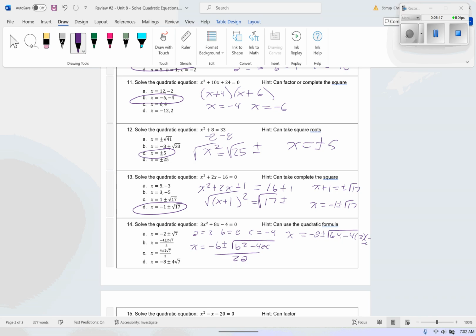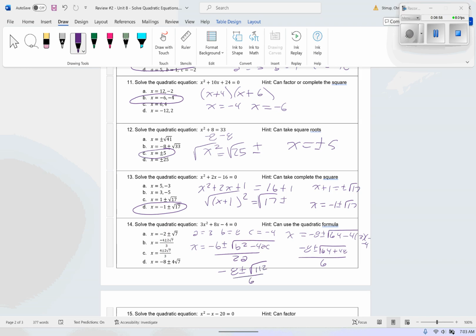Oh, the negative 4 kind of went away. All right, so I have negative 8 plus or minus 64, because 8 squared. So I'm going to go negative 4 times 3, which is negative 12. Negative 12 times negative 4 is 48, so that's positive 48. And that's all going to be over 2 times 3, which is 6. So 64 plus 48 gives me 112. So I'm going to get negative 8 plus or minus root 112 over 6.